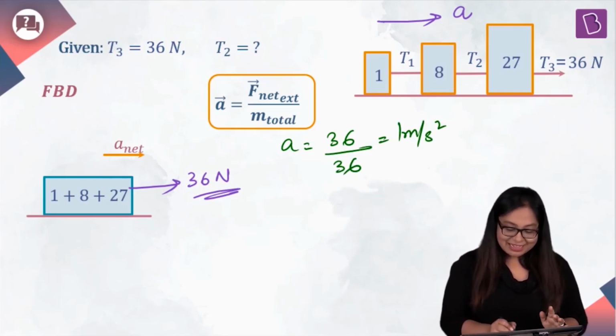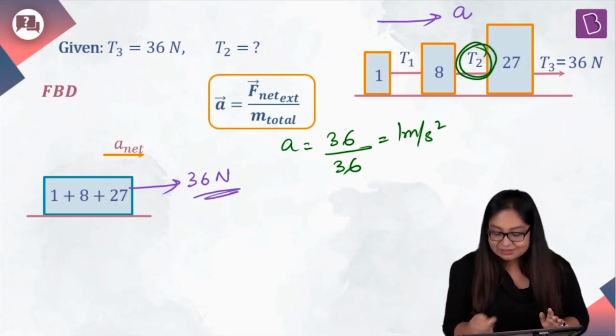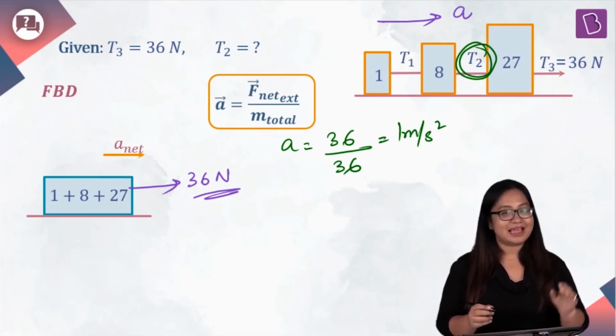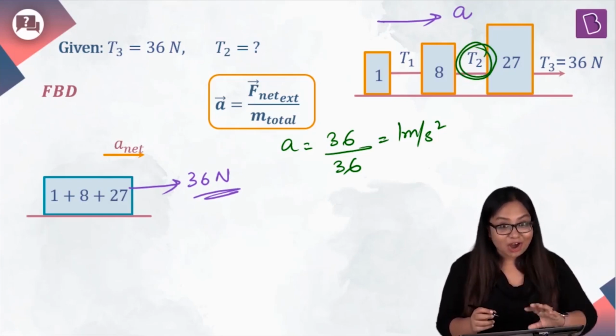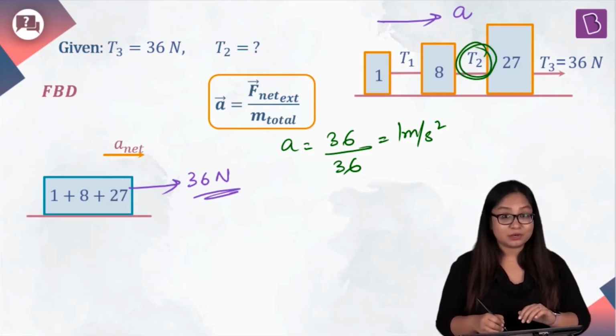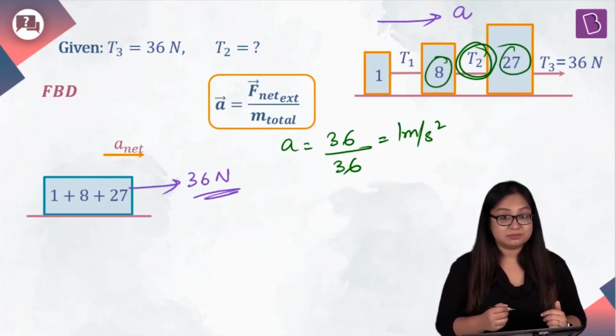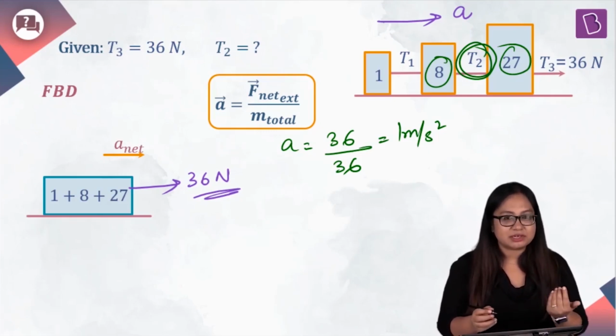All right. Now, we want to find out tension in string 2, T2, right? And again, we want to make sure T2 appears in the free body diagram that we will draw now, in order to find T2. So, which free body diagram should I draw? For 8 kg or 27 kg? Because 1 kg is out of the picture. T2 is not acting on 1 kg, right?